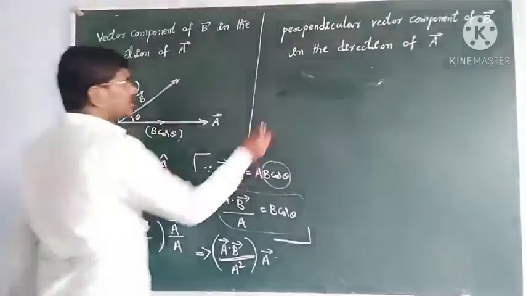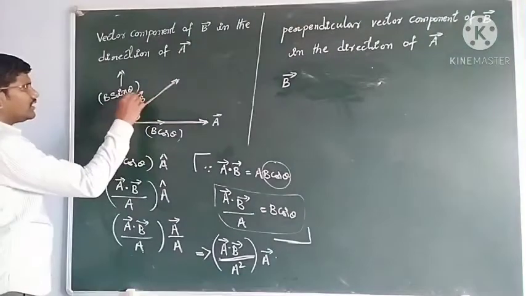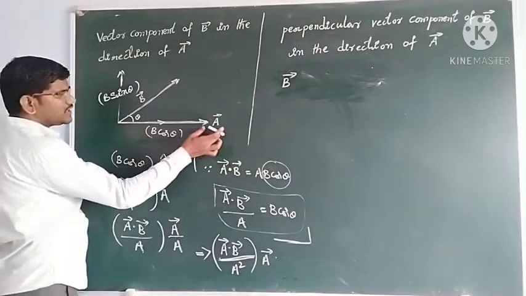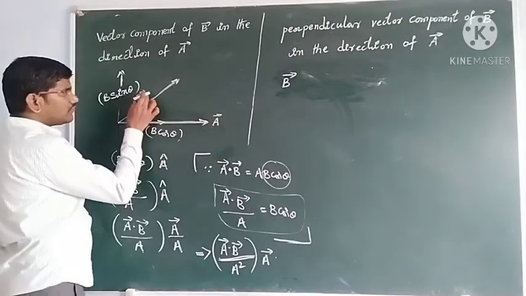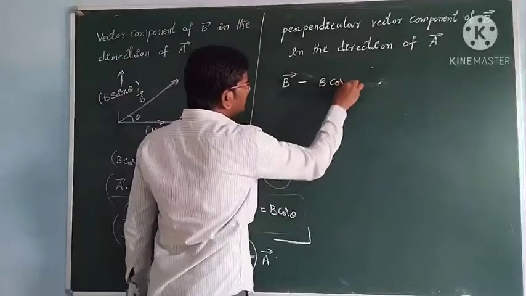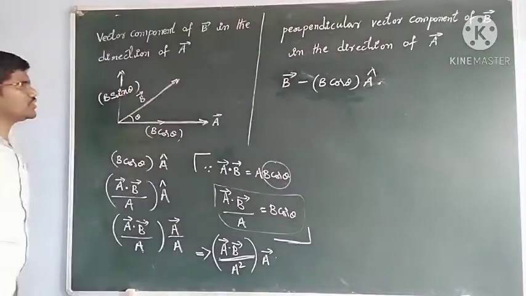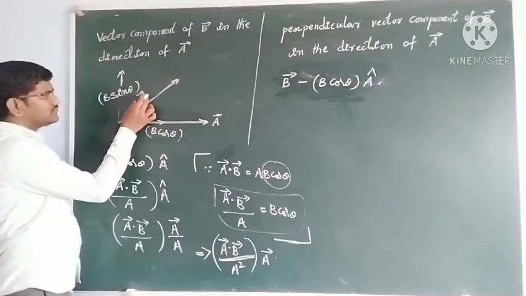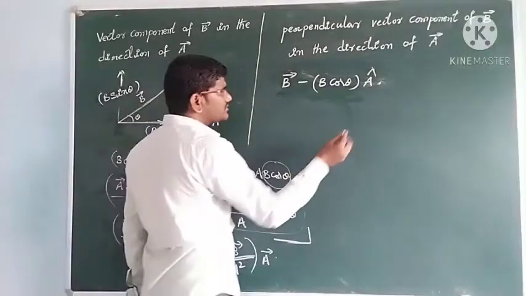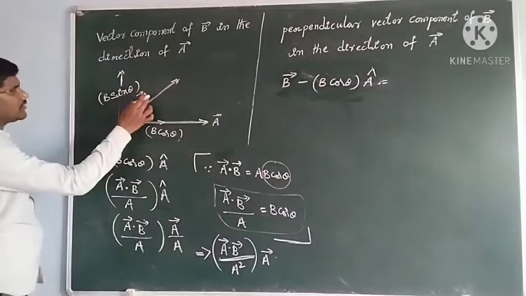So from the B bar vector, see students, this is the B bar vector. It has two components. One is B sin theta, another one is B cos theta. This B cos theta is in the direction of A bar. So from the B bar vector, if we subtract B cos theta into A cap, then you will get the perpendicular component of B bar.